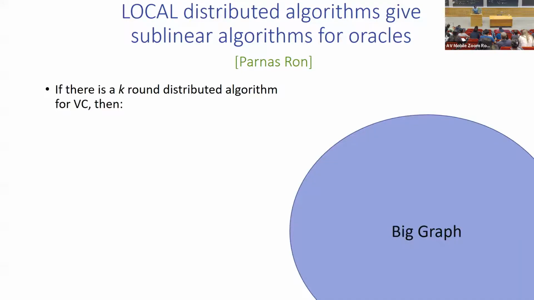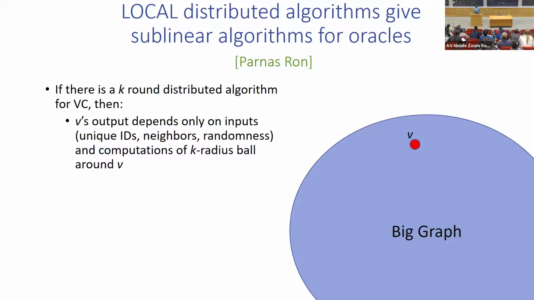So here's the connection. If there's a k-round distributed algorithm for vertex cover, what does that mean? That means for any node V, after k rounds, it knows whether it's in or out of the vertex cover, okay? Well, if it knows after k rounds, that means its output can only depend on the inputs. This means the unique IDs, the neighbors, the randomness, whatever, and the computation of a k radius ball around V. That's all it can depend on.